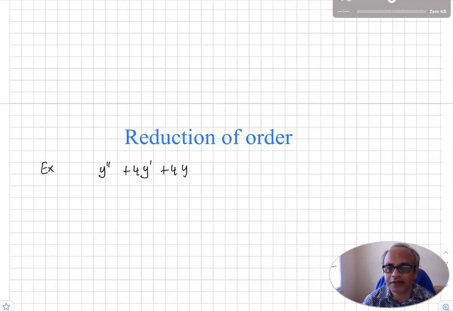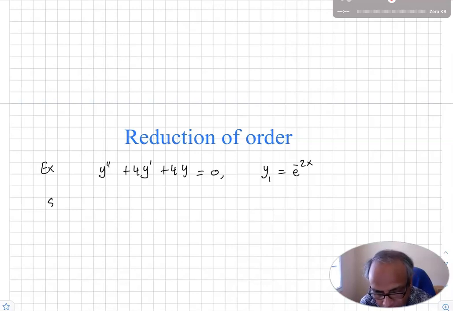y double prime plus 4y prime plus 4y equals 0, and we know that y1 equals e to the power minus 2x is a fundamental solution. So this is a linear differential equation with constant coefficient, and we want to apply the reduction of order technique. We know one solution and we want to find the other solution. So we use the substitution.